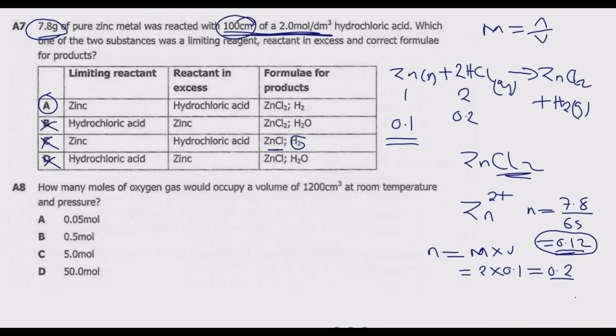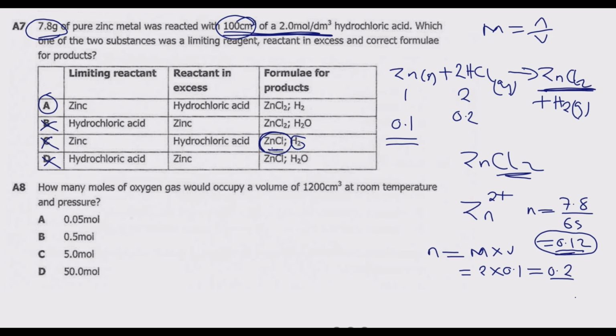I think this one was a technical error, because zinc would be the limiting agent only if this formula was the case, but this formula is not true because zinc has +2 ions. That's why the formula of zinc chloride is given by this.